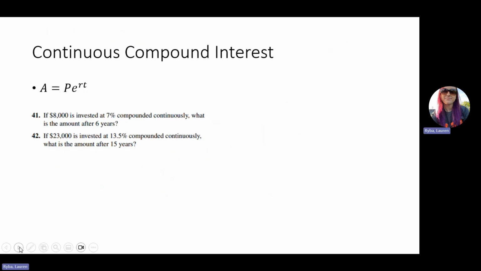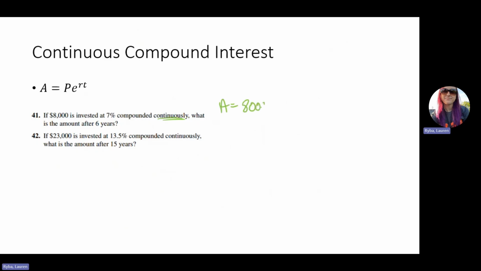All right, there's one other way that we can compound interest. That is called continuously compounded interest. And the formula for this is A equals P, E to the RT. If $8,000 is invested at 7% compounded continuously, so here's the key. When you're reading these, you're going to see the word compounded continuously, not quarterly or monthly. That's going to be your key to use this formula. What's the amount after 6 years?